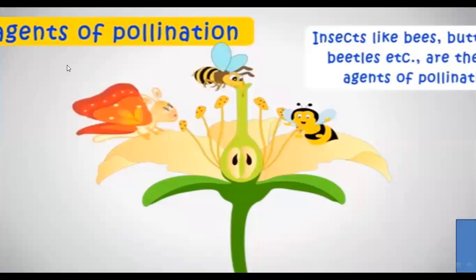Here you see the agents of pollination. Insects like bees, butterflies, and other kinds of insects are the agents of pollination. Butterflies, bees, and insects are the agents of pollination.